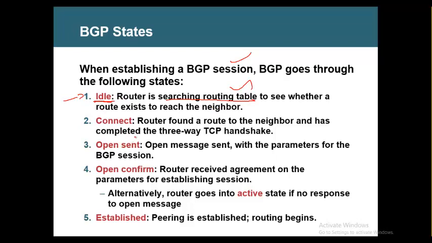You will see the active state if the route is found and it is trying to form a neighbor. In the active state, for some reason, it is not establishing the three-way handshake. The router is not able to complete the three-way handshake. In that period, it will be in the active state, idle to active, which means trying to form the three-way handshake, trying to establish connectivity, but not able to.